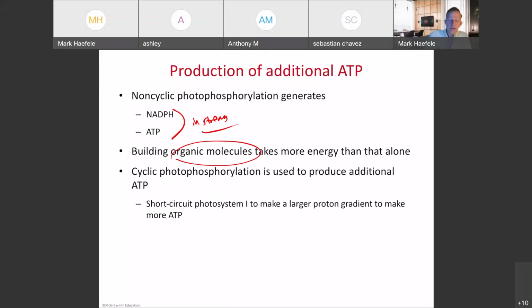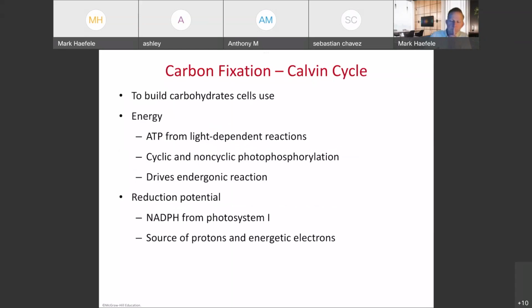So you can kind of play around with this. So with cyclic phosphorylation, it's kind of like a short circuit of your normal linear pathway. So let's take a look at the Calvin cycle, so named from Mel Calvin, who had a SWAT team of people who worked on the Calvin cycle and figured it out.